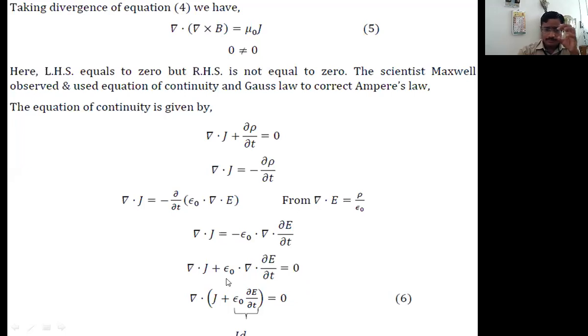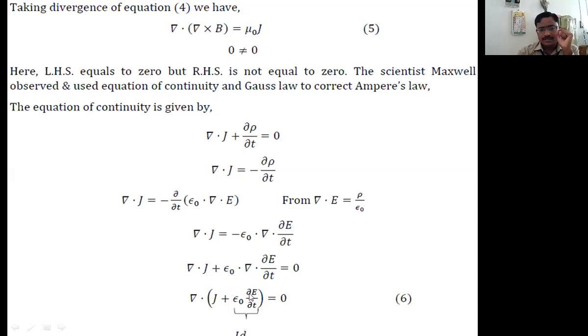Now Maxwell took the divergence as common, because here it was a divergence, here it was a divergence. He took the divergence as a common factor and has taken it outside the bracket. Now the remaining terms he closed in one parenthesis. What were the remaining terms? J plus epsilon 0 dou E by dou t. So epsilon 0 dou E by dou t, this term he termed as the displacement current density JD.